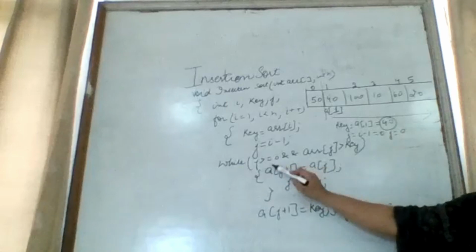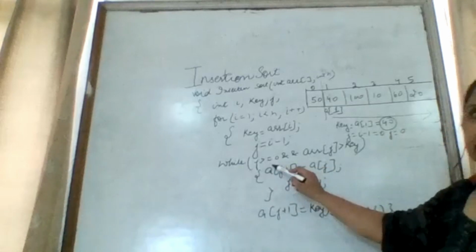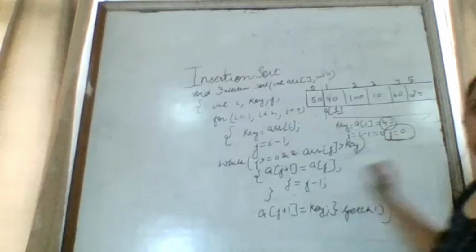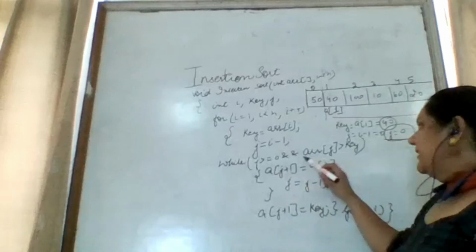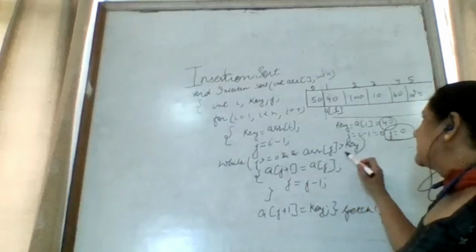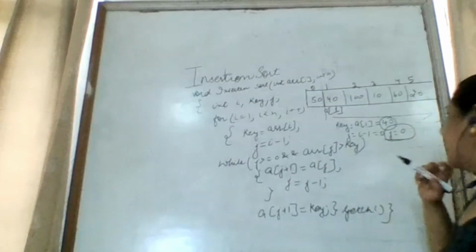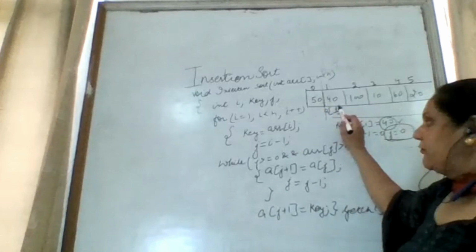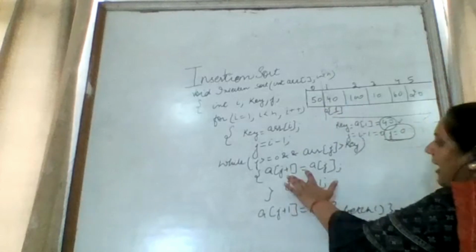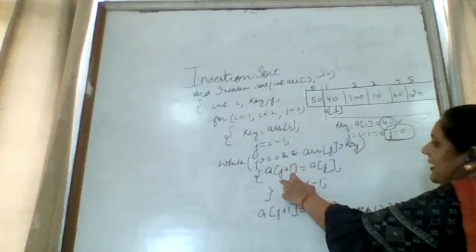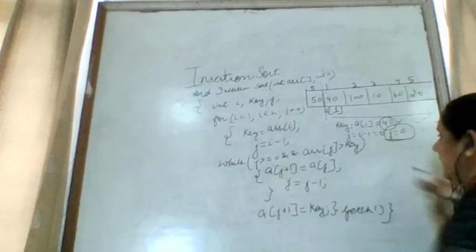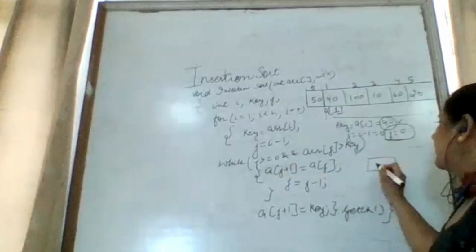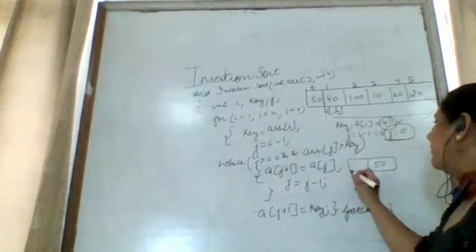Now, while j is greater than or equal to 0, it is not greater than, but it is equal to, as we can see here. j is equal to 0. And array of j is greater than key. So my key is 40 and array of j, 50, is greater than 40. Now we have to swap. Actually, we will send the aj to aj plus 1. So you will send 50 to the position of 40.